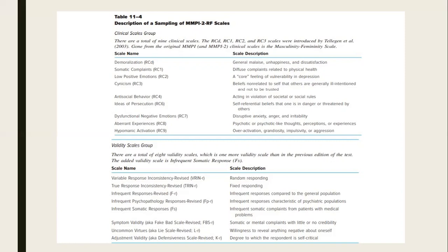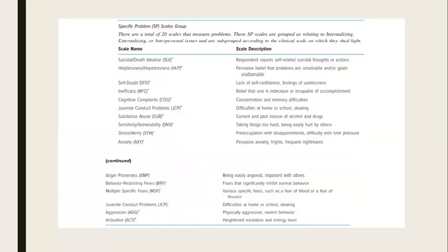For the validity scales group, there are a total of 8 validity scales, which is one more validity scale than in the previous edition of the test. The added validity scale is Infrequent Somatic Responses. Below are the scale name and its scale description.